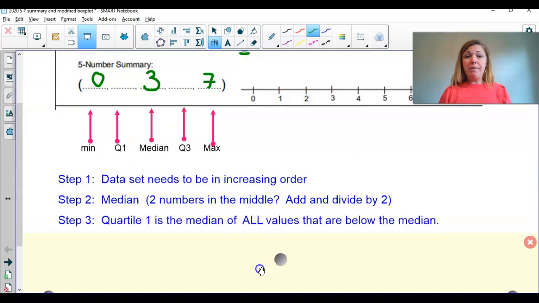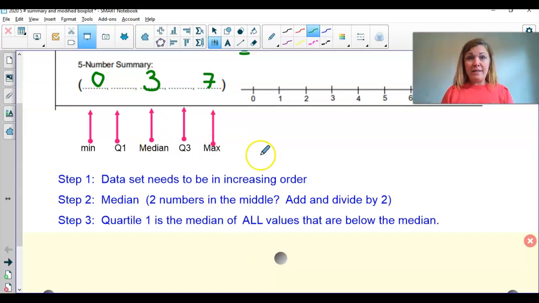Okay. Step 3, we're going to find quartile 1. Quartile 1 is the median of all the values that are below the median. Okay. The median of all the values below the median. At this point, if you need to pause and write some things down because I'm talking too fast, make sure you're doing that.